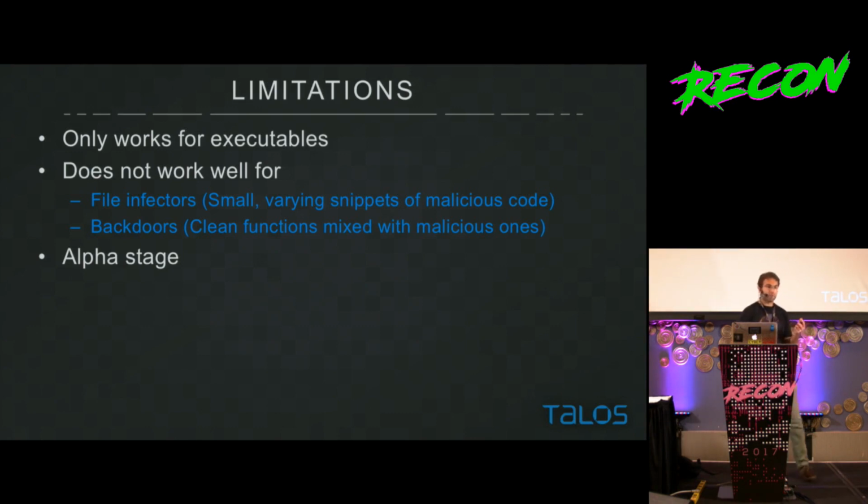So things that we don't cover very well at the moment are file infectors, because they inject small pieces of code across a benign binary, and those pieces of code vary a lot. So we need to find a better strategy for those ones. And also backdoors, where you have a huge binary that is benign and has only one or two malicious functions, are difficult to handle at the moment with BUS.